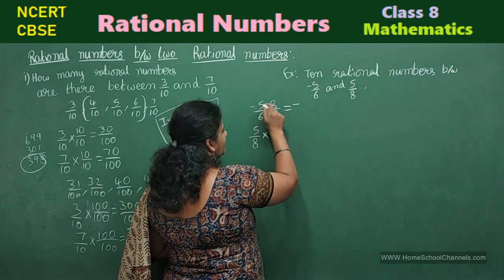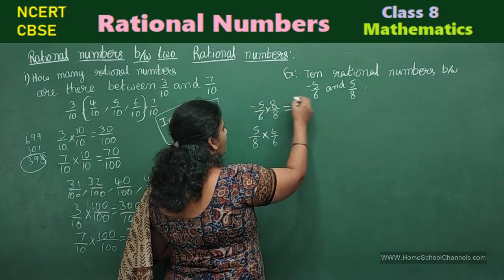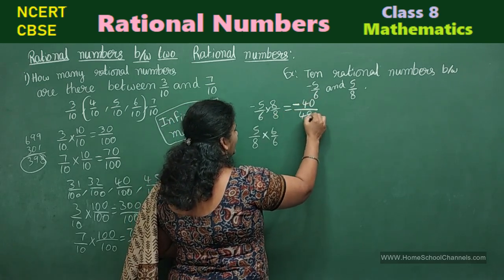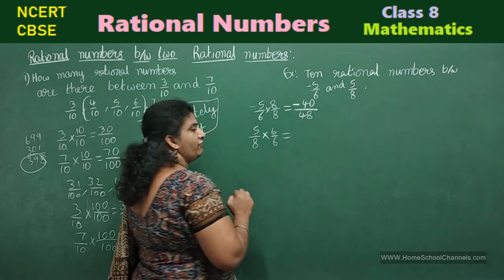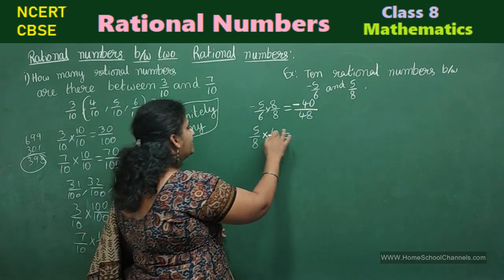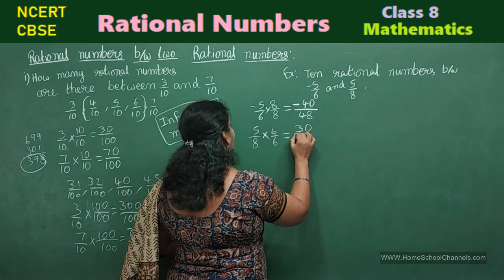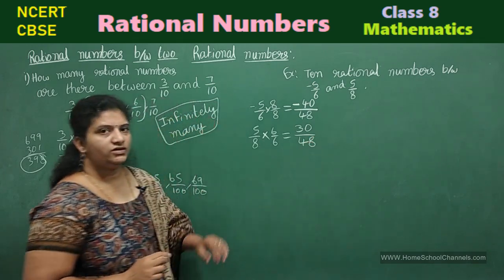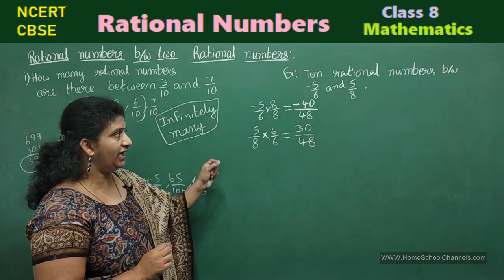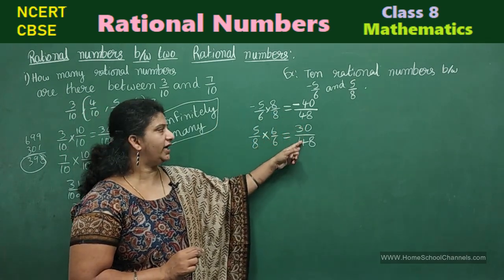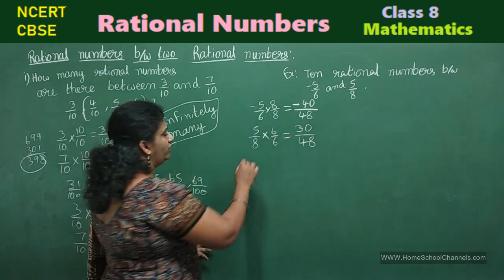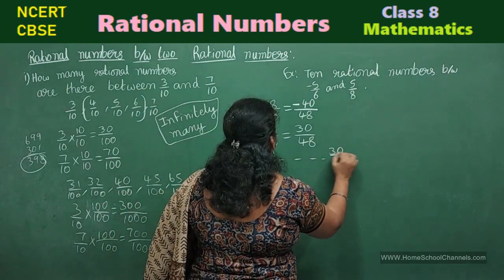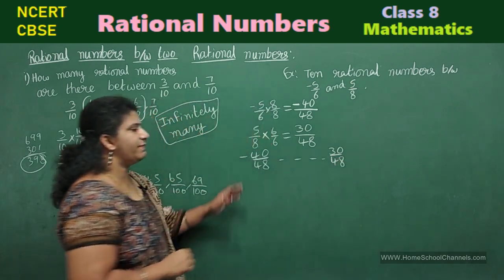Now what happens? Minus into plus will be minus. 8 5s are 40, 8 6s are 48. Minus 40 by 48. And here, 5 6s are 30 and 8 6s are 48. So you find the rational numbers between minus 40 by 48 and 30 by 48. How many do you need to find, children? You need to find 10 rational numbers between these two.